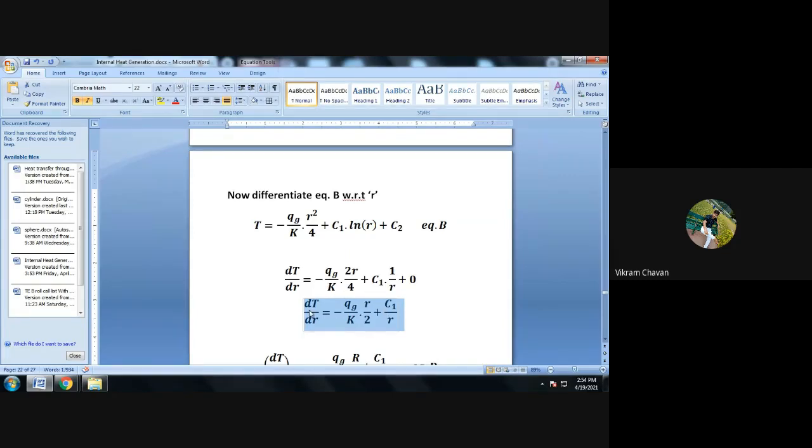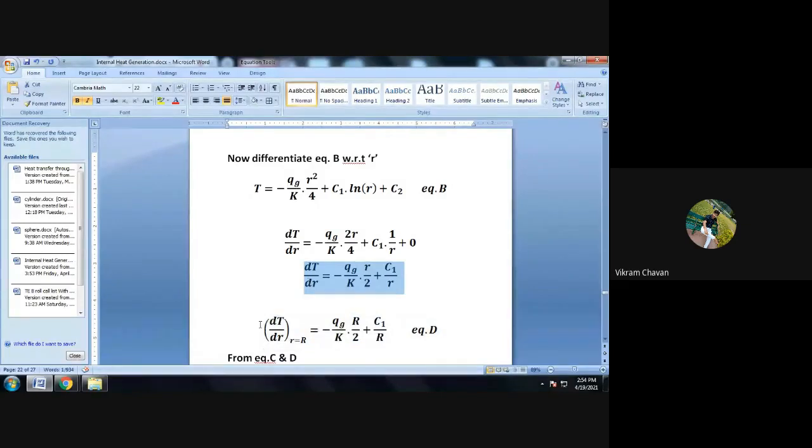Now we have to determine dT divided by dr when small r is equal to capital R. For that reason, we take small r equal to capital R, and then we will get equation D. Whenever there is a small r, we replace it with capital R. So we get the equation for differentiation of T with respect to r when the radius is equal to the complete radius R, which is equal to minus qg divided by k multiplied by R by 2 plus C1 divided by R. That equation we give the equation number D.